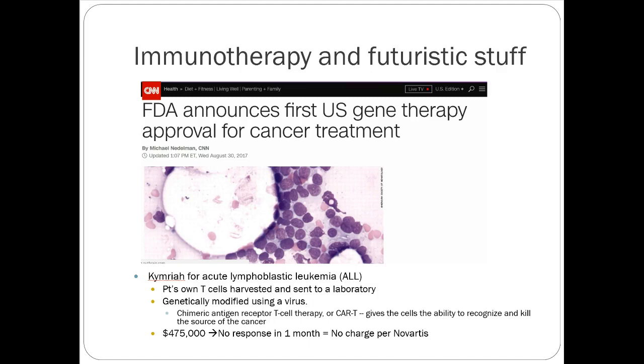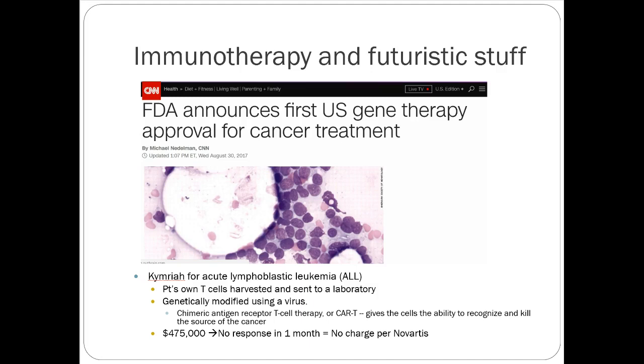So it's kind of a cool process. What they're doing is they're harvesting a patient's own T cells, sending them to the company or the laboratory. Then they genetically modify those T cells using a specific virus they've built, which is a chimeric antigen receptor T cell, or CAR-T. That gives the cells the ability to recognize and kill the source of the specific cancer. So it's using the body's own T cells and augmenting their immune system. And they give those T cells back to the patient, infuse them back into them, and the idea is those T cells will destroy the cancer.